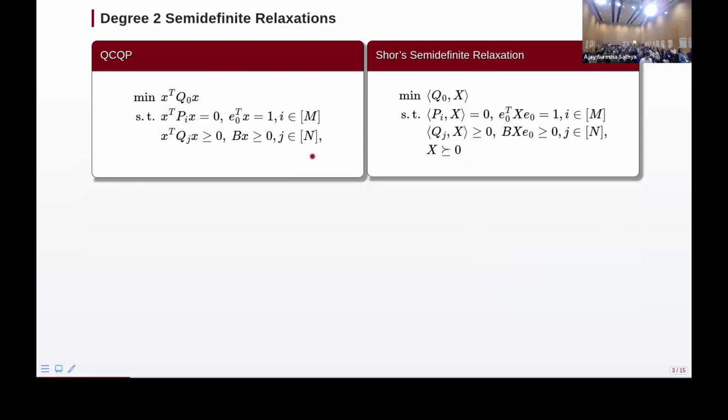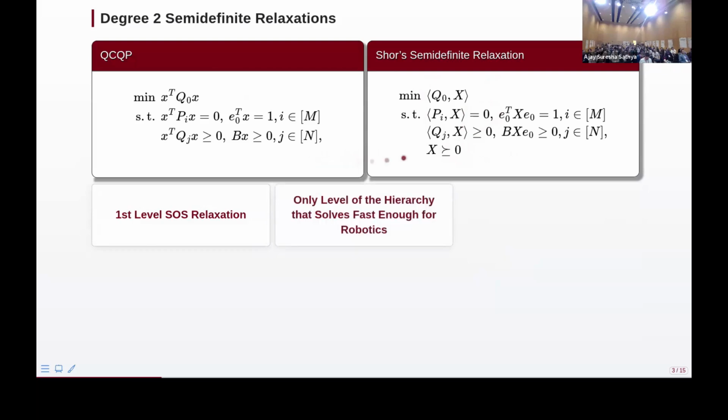In a lot of instances, this convex relaxation, which is very fast to solve, actually gives you the right answer. For those who are familiar with semi-definite relaxations, this is actually the first level of the sums of squares hierarchy, so everything I'm going to talk about today applies more generally. On the other hand, this short semi-definite relaxation is actually the only level of the sums of squares hierarchy that's proven to be fast enough for applications in robotics. That's why I'm going to focus on that one today.